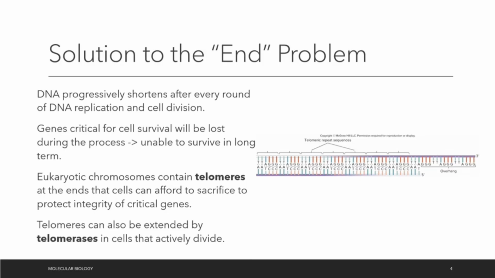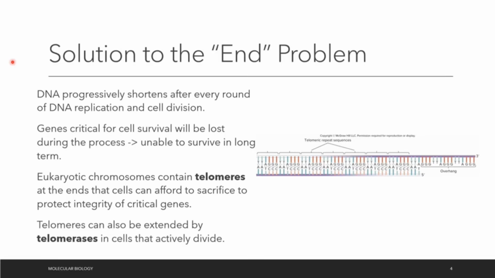And there is a solution to that. The reason why the cells need to solve this problem is because if the DNA progressively shortens after every round of DNA replication and cell division, you may reach a point where genes critical for cell survival, located at the ends of the chromosomes, may get lost during the process, and those cells might just die.